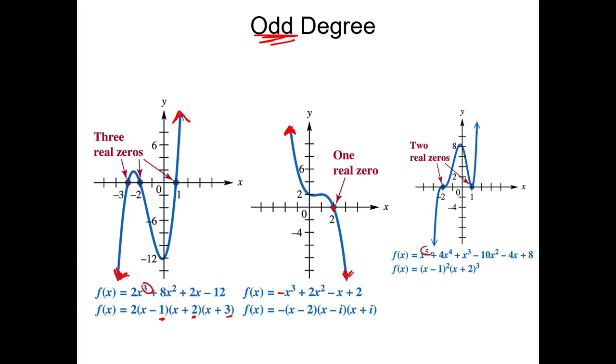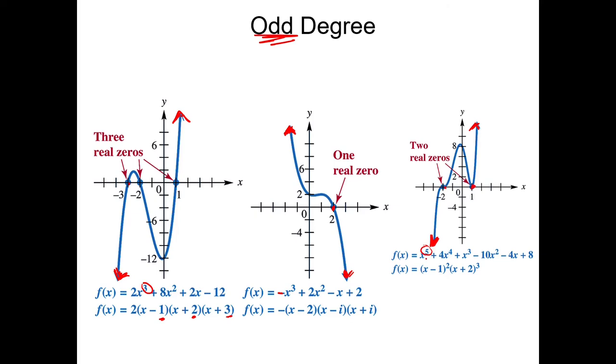For this function, it is odd again. We have x to the 5th plus 4x to the 4th plus x cubed minus 10x squared minus 4x plus 8. And since this is odd, the tail is on the left bottom and the tail is on the right top. Now the zeros are 1 and negative 2, and here we do have the zeros 1 and negative 2.